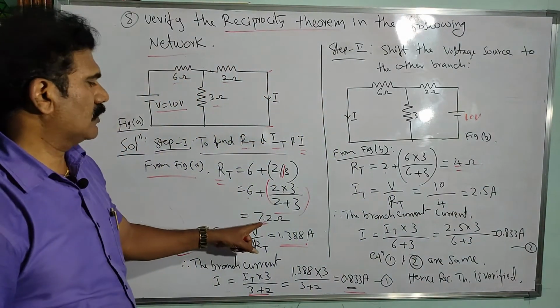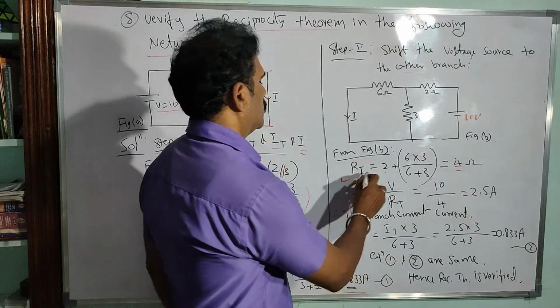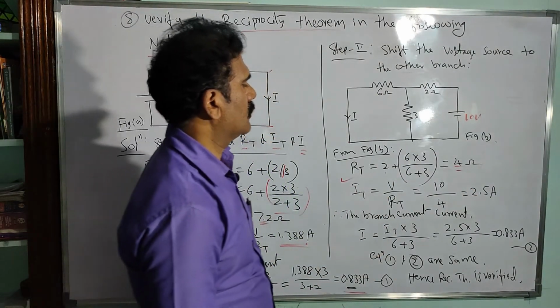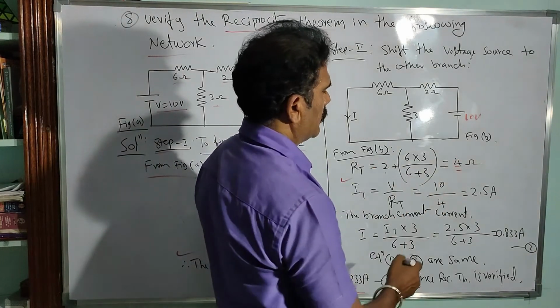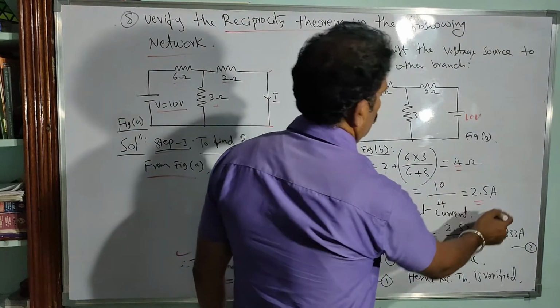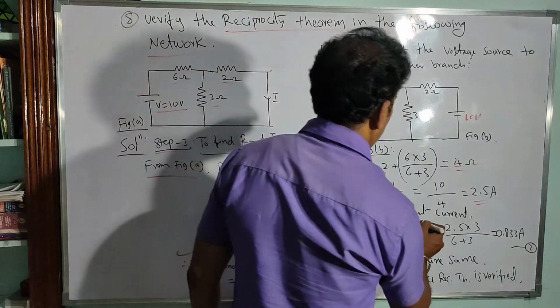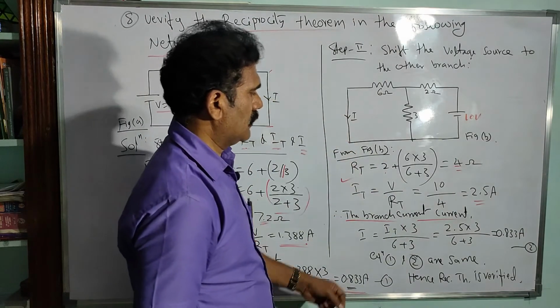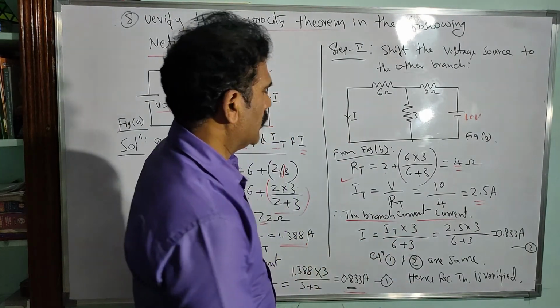Here RT was 7.2 ohms, now we get 4 ohms. So even the total current changes. IT is equal to the voltage source V divided by the corresponding RT, that is 10 by 4, you will get 2.5 amperes. The branch current is calculated now as IT into 3 divided by 6 plus 3.